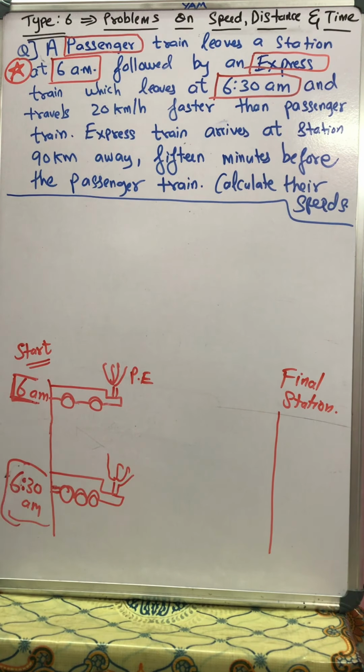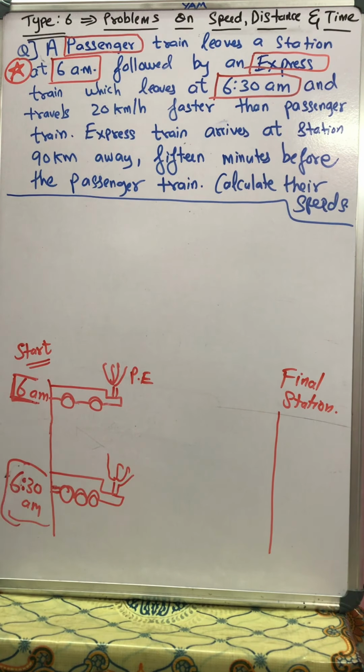Passenger train, sorry. Passenger train: P for passenger, T for train; E for express, T for train. Express train. Okay. Passenger train starts at 6 a.m. Express train starts at 6:30 a.m. After half an hour, the express train leaves the station. Now what happens? Let's see.